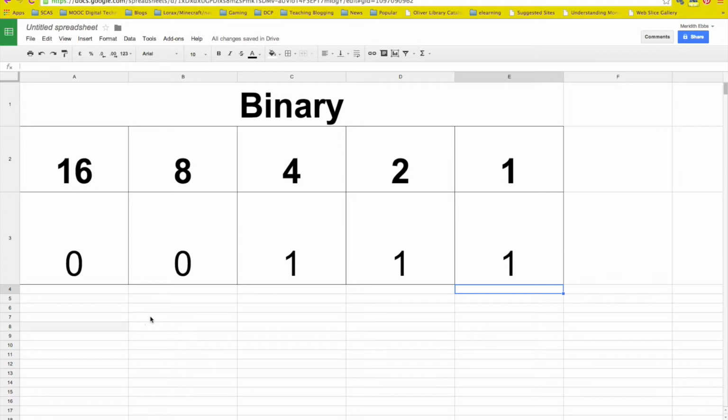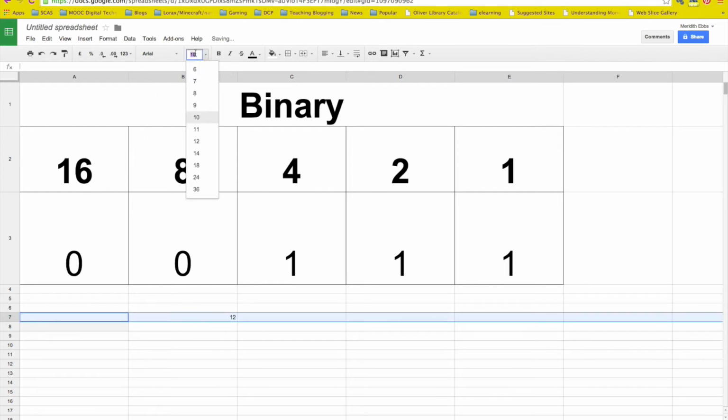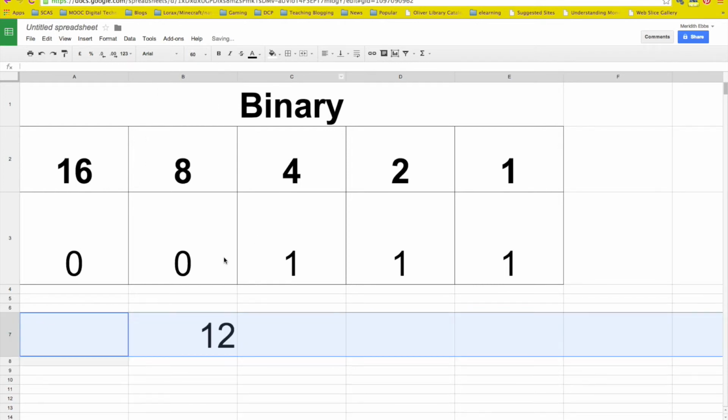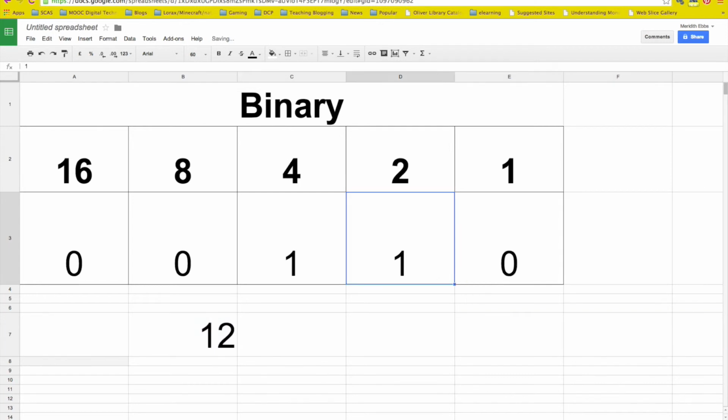Let's just try a quick example. Let's say we want to represent the number 12. If we want to represent the number 12, we would have to, first of all, think what is the highest number that we can go to represent a 12. Well, 16 is too high, so we'll come back to the 8 column. We need some more numbers to add up. Well, 8 plus 4 is 12, so we'll place a 1 in there.